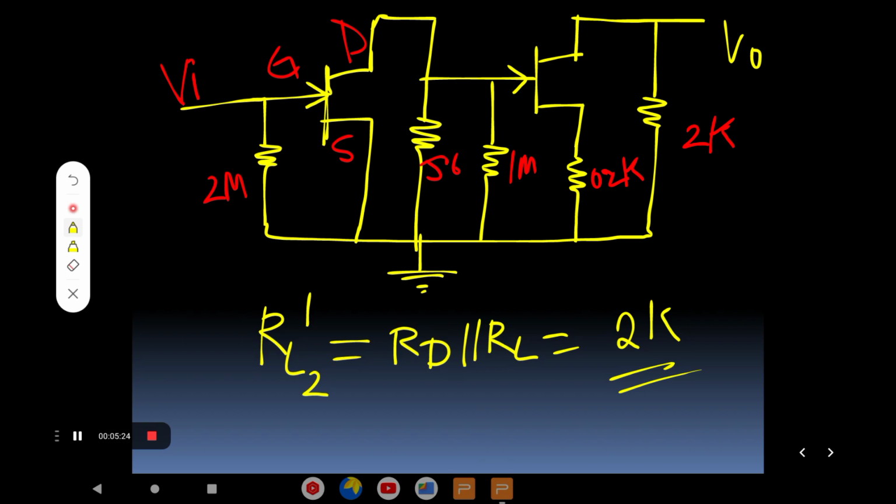The second thing is the voltage gain formula. That is the voltage gain formula on the output side. Therefore, the overall voltage gain AV is equal to, and for that purpose also we have a formula here. We already derived those formulas.